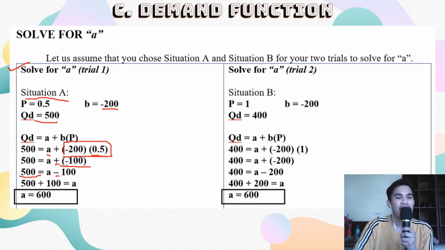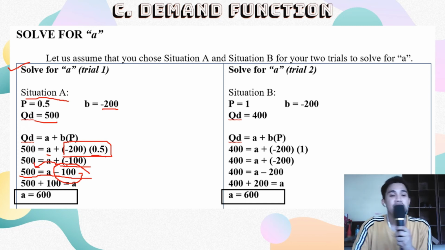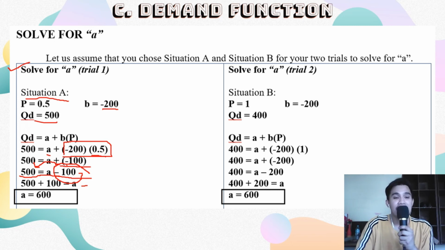So 500 is equal to A minus 100. Our goal is to leave A alone on one side. So what we're going to do, you have to transpose negative 100 to the other side. When you transpose, negative will become positive. So 500 plus 100 is equal to A. 500 plus 100 is equal to 600. So the value of our A is 600.